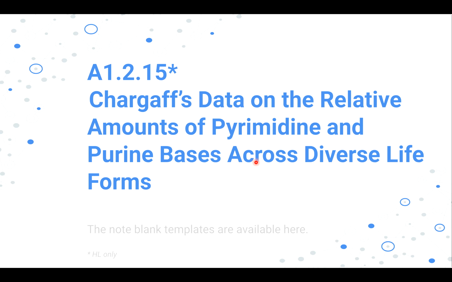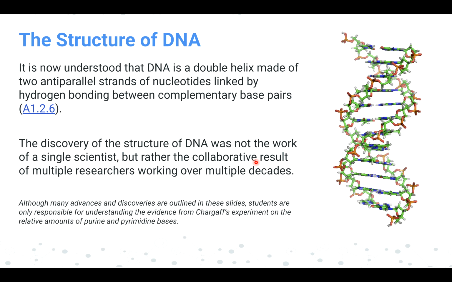Chargaff data on the relative amount of pyrimidine and purine bases across diverse life forms. So it is now understood that DNA is a double helix made up of 2 anti-parallel strands, and both strands are linked by hydrogen bond.